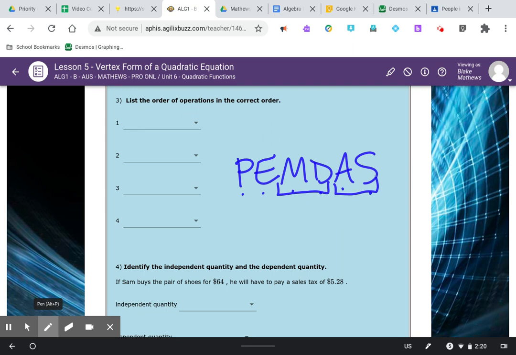You do them together through the problem from left to right. Same thing with addition, subtraction. So you have parentheses, exponents, multiplication, division, addition, subtraction. In that order, I'll let you do that yourself.